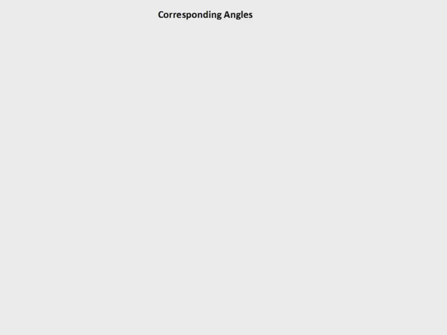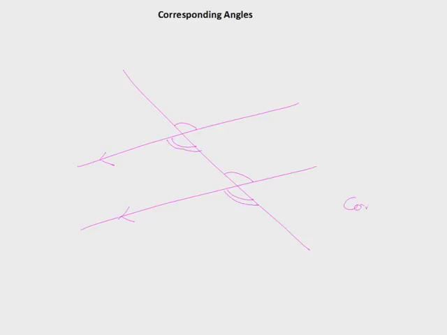So let's look at the first set of angles. I have my parallel lines and I have my transversal. This angle and this angle are called corresponding angles, or this angle and this angle. These pairs of angles are called corresponding angles. And since these lines are parallel, corresponding angles are equal. That follows from the fact that these lines are parallel.